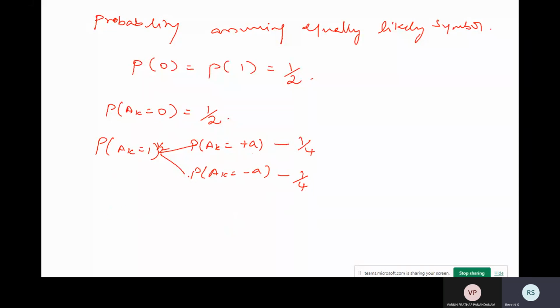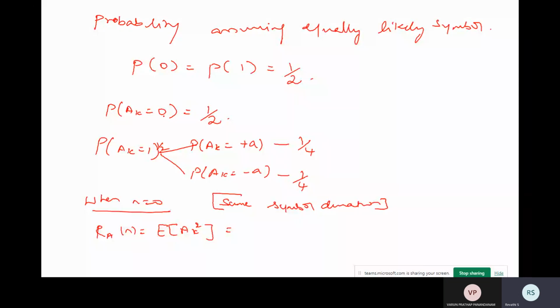Okay. So now, once you got this probability, we are ready to work with RA of n. So when n is equal to 0, RA of n is nothing but the expectation of AK square. Okay, so we are concentrating on the same symbol duration. So under this case, you will have three combinations. In the duration whatever you have taken randomly, you may have 0, or you may have plus A, or you may have minus A.